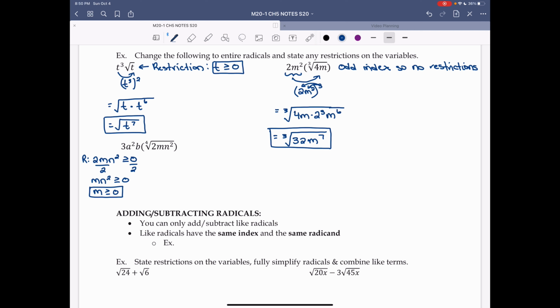If we want to move the 3a squared b underneath, we're going to have to raise it to the power of 4. So 3a squared b to the power of 4. This 4 is going to apply to each of these terms of the product. Then we get the fourth root of 2mn to the 2 times 3 to the 4, a to the 2 to the 4. That's the power of a power rule. So a to the 8, and then b to the 4.